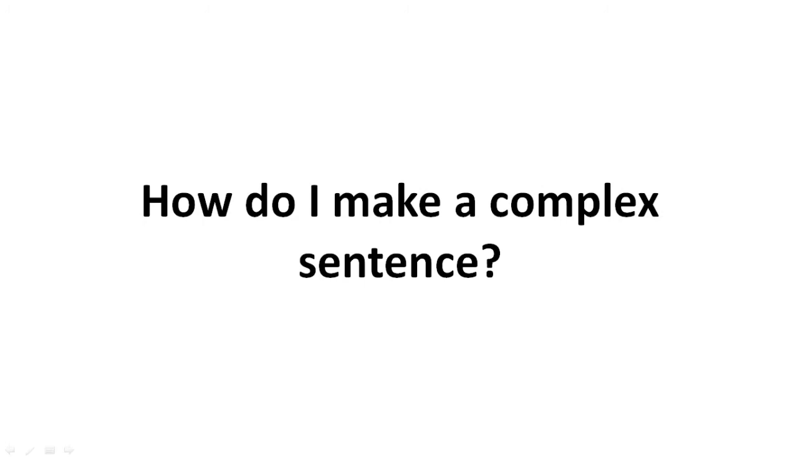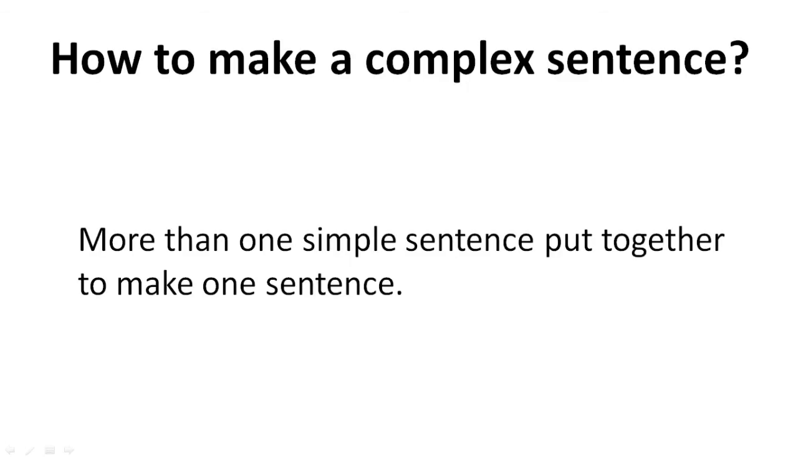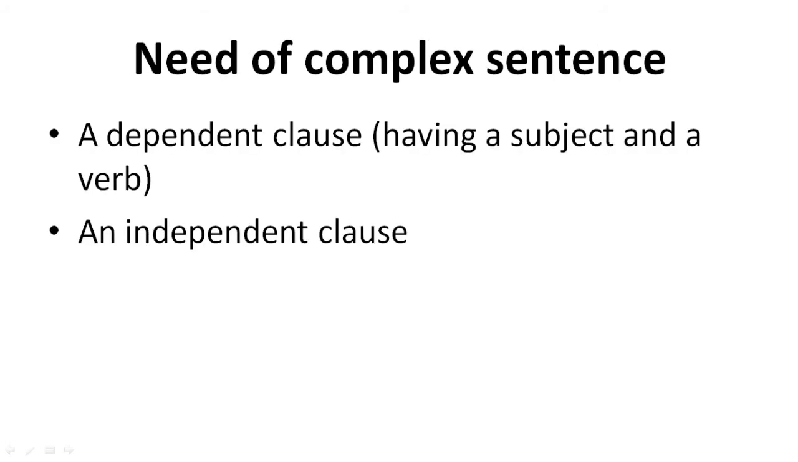Next, how do I make a complex sentence? Remember that a complex sentence is just more than one simple sentence put together to make one sentence. We therefore need to learn and become confident using the various grammatical structures that allow us to do that. Next are a few ways we can link ideas together in a sentence. To make a complex sentence, we normally should have two things: a dependent clause and an independent clause. A clause is a group of words with both a subject and a verb.